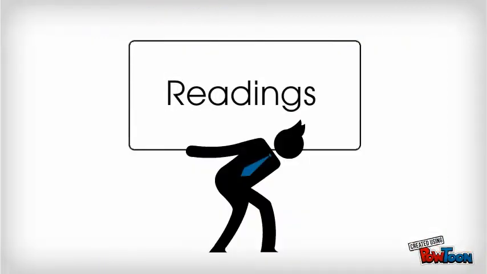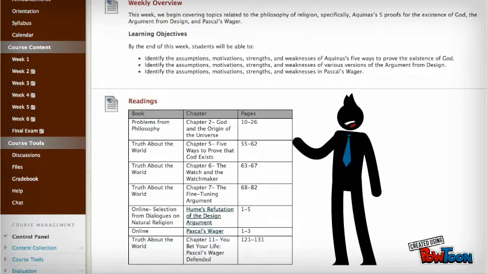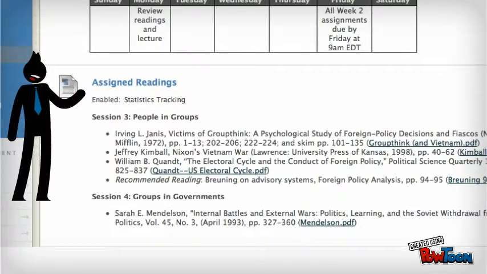Readings. Readings can be arranged in different ways in Blackboard. In Introduction to Philosophy, the instructor organized readings in a table format. In Averting Failure in Foreign Policy, the instructor chunked the readings into 2 sessions.